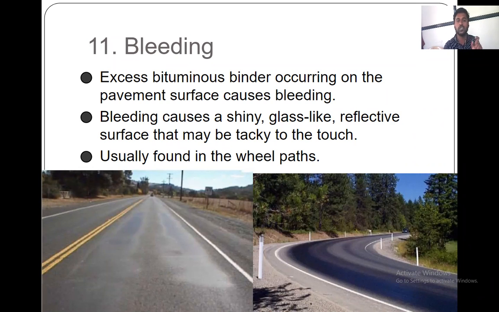Bleeding causes a shiny, glassy color. A shiny, glass-like, reflective surface will be there. It may be tacky to touch. It is usually found in the wheel paths, following the wheel path. So due to this bleeding, what will happen? It is shiny, and a more reflective surface will be there. You can observe it in the figure.